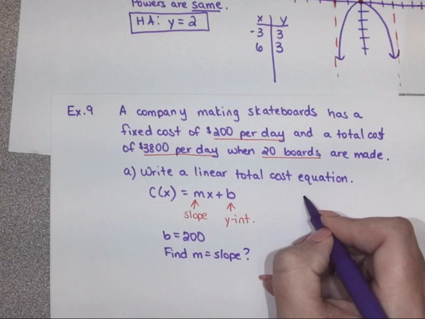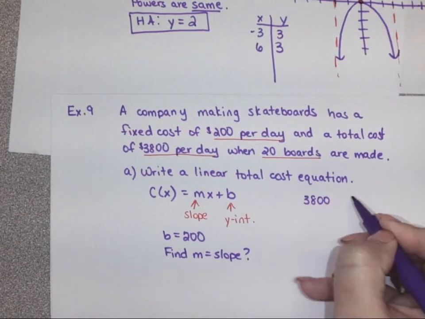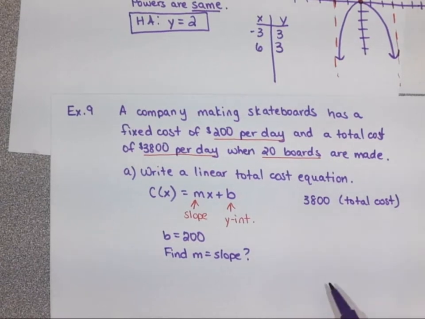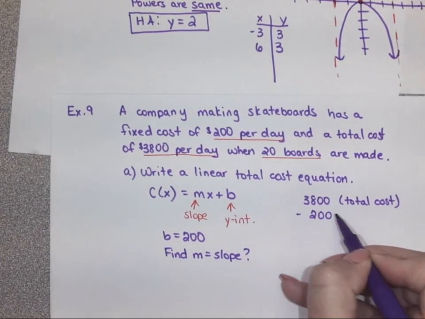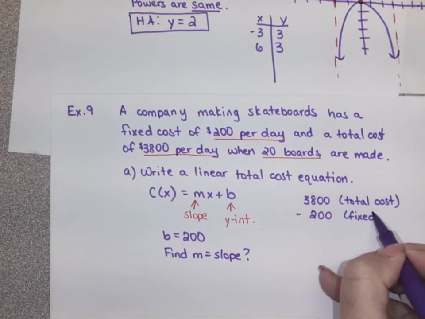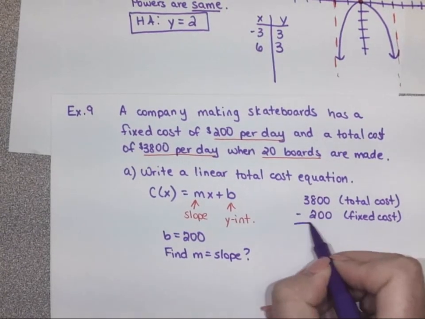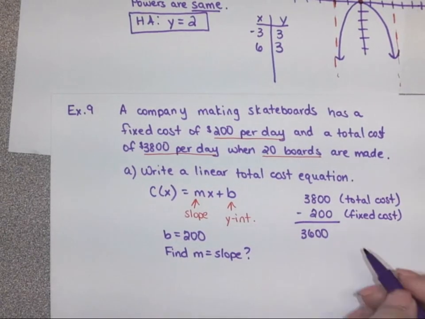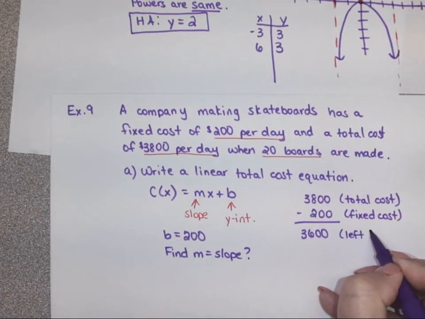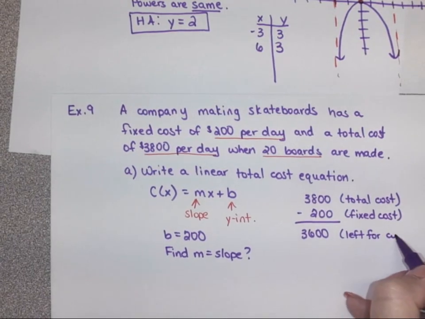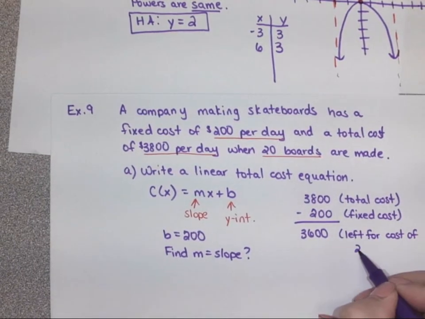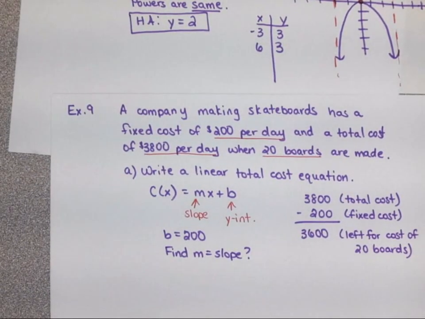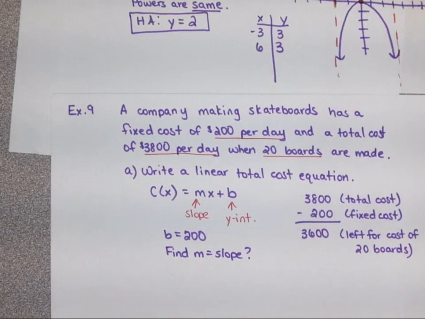So if we kind of work it off to the side, we have $3,800 total cost. Okay, and of that, $200 is the fixed cost. So I'm going to subtract that, okay? And the $3,600 is actually what's left for the cost of 20 boards. So the reason I subtracted it is because the 200 is happening no matter what, right? It's not really part of the per board cost.